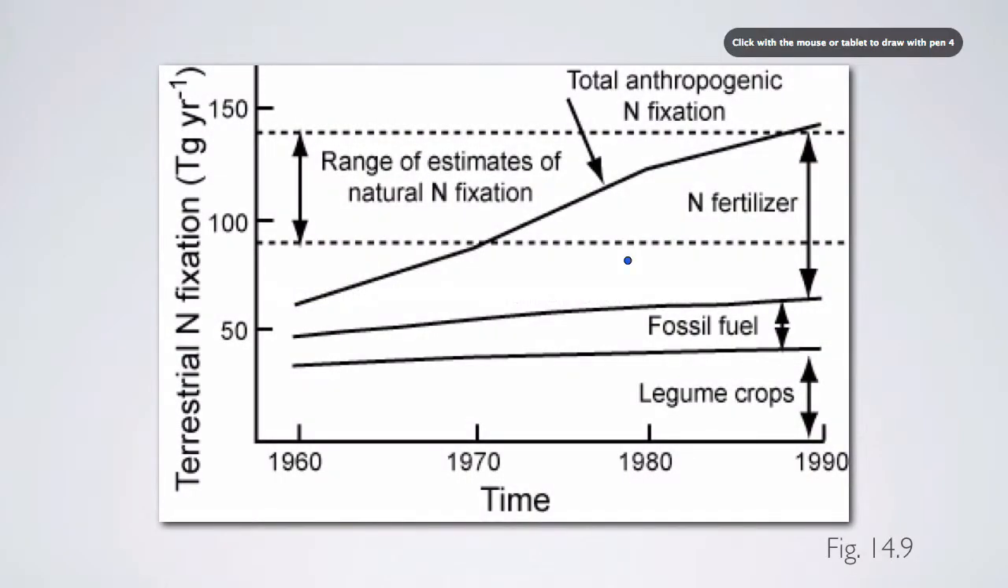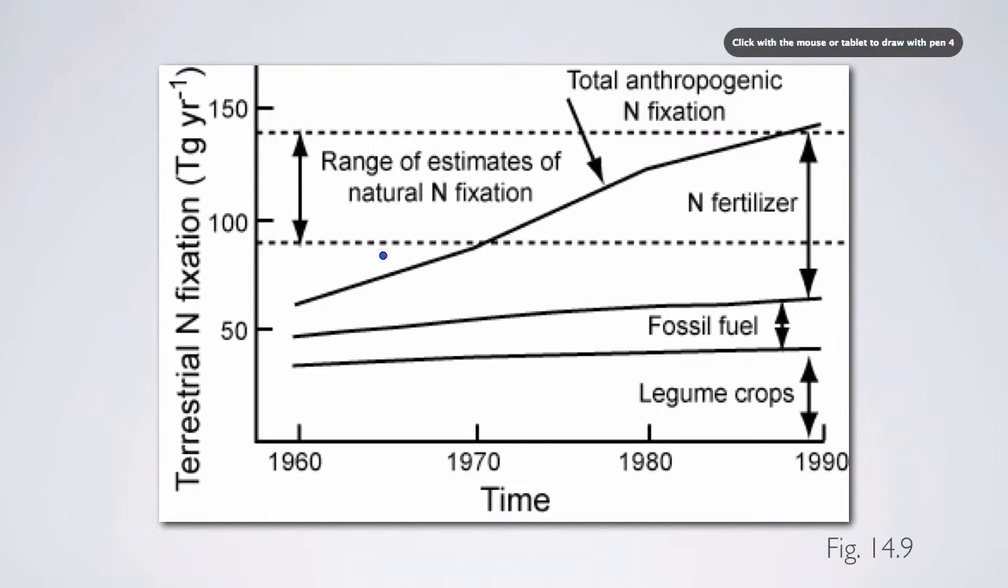It's the primary way that new nitrogen is entering ecosystems through anthropogenic means. This is figure 14.9, and it shows anthropogenic fixation of nitrogen over time. And these are the different sources. So we have legume crops, for example. When we plant soybeans, they're going to fix a lot of nitrogen. We have fossil fuel nitrogen. So when we burn fossil fuels, there's going to be some production of nitrogen oxides. And we've got nitrogen fertilizer through the Haber process.